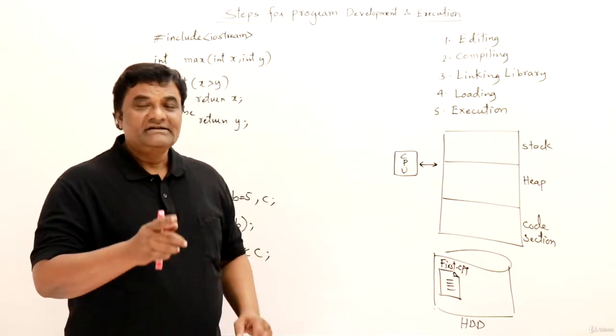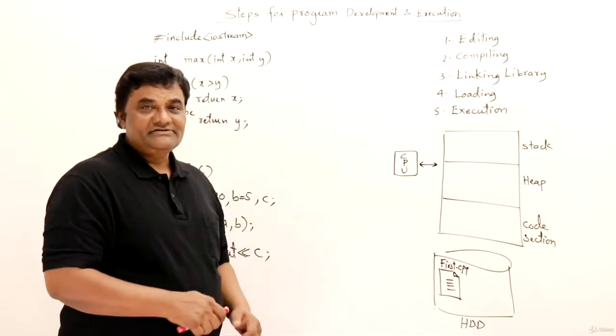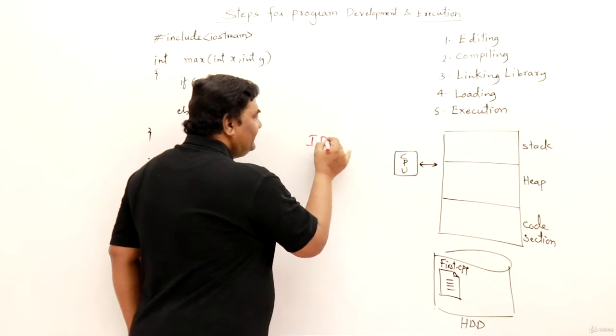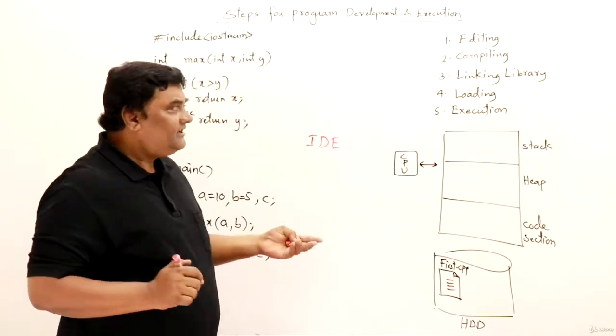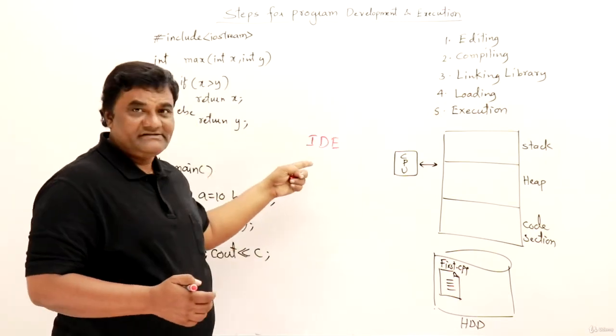So what is that place? Software is available for performing all these things together at one place. Those software are called IDE, Integrated Development Environment. Development involves these things. So integrated means all these things together at one place.